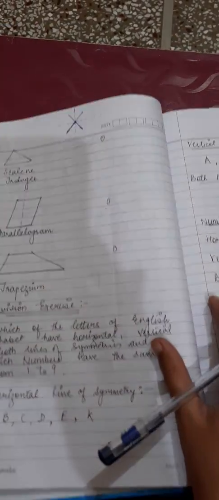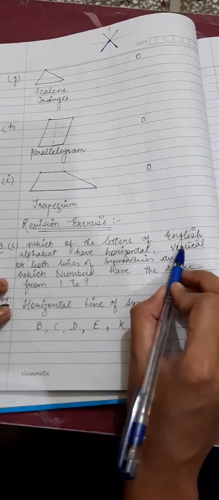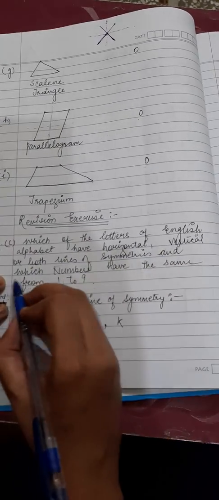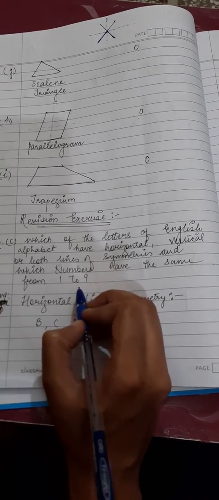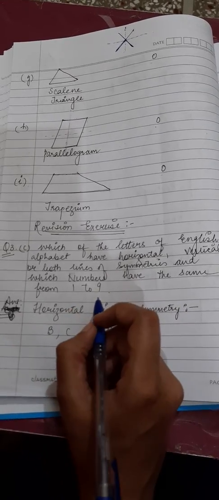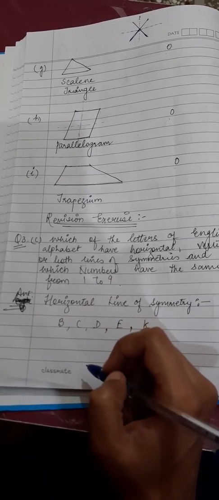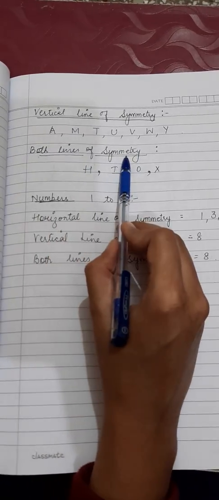The only question which is to be done in the notebook is C part, which is of question number 3, and this is the most important question. Okay, now let us see. The question is, which of the letters of the English alphabet have horizontal, vertical or both lines of symmetry, and which numbers have the same from 0 to 9? So you have to tell. Now there are 2 parts in this question. In the first part, it is about the English alphabets from A to Z, in which you have to take out the alphabets which have a horizontal line of symmetry, vertical line of symmetry or both lines of symmetry.